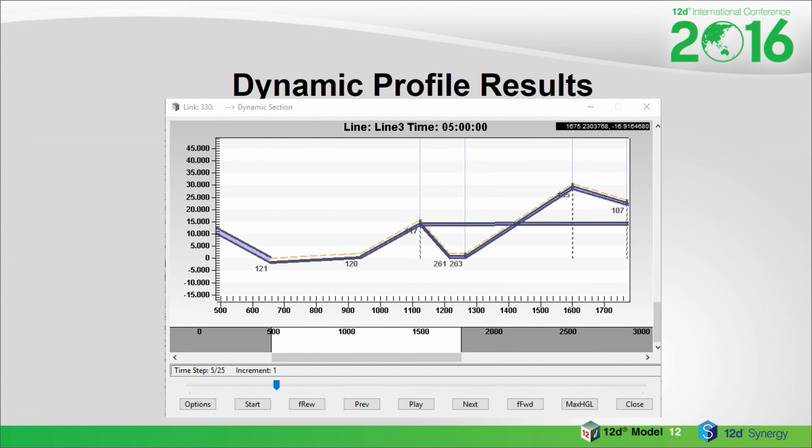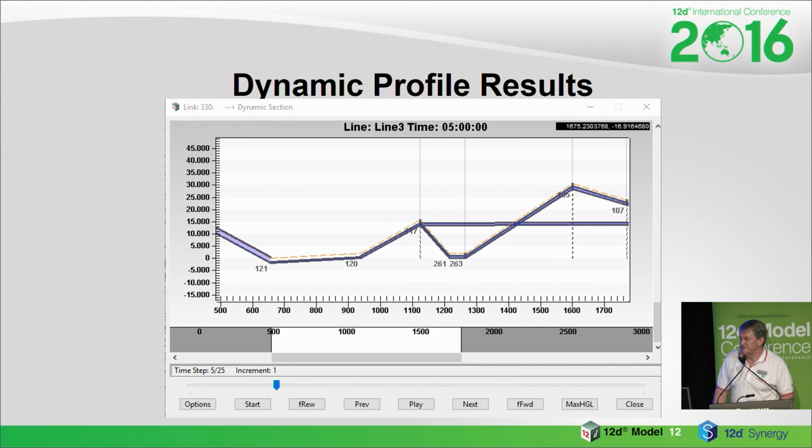We can also do dynamic profiles, so we can show change in head with time. The reason we've got the weird looking network there is just because it shows all the pipes that are connected between two nodes of the link that you've shown. So it's a loop model, so we're seeing the loops there.